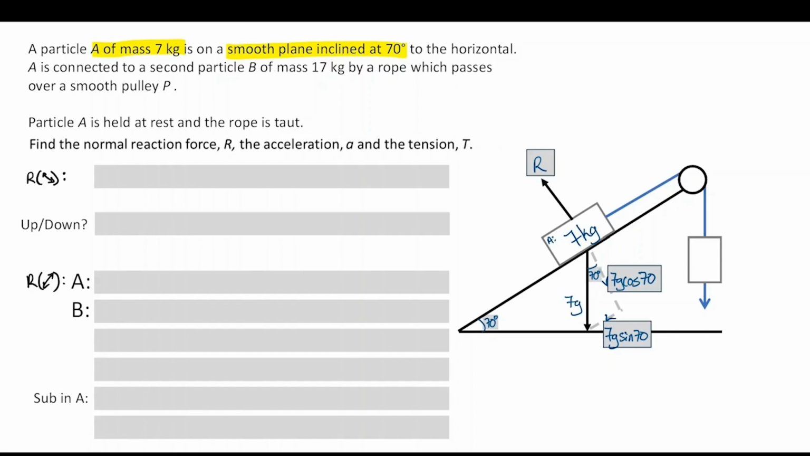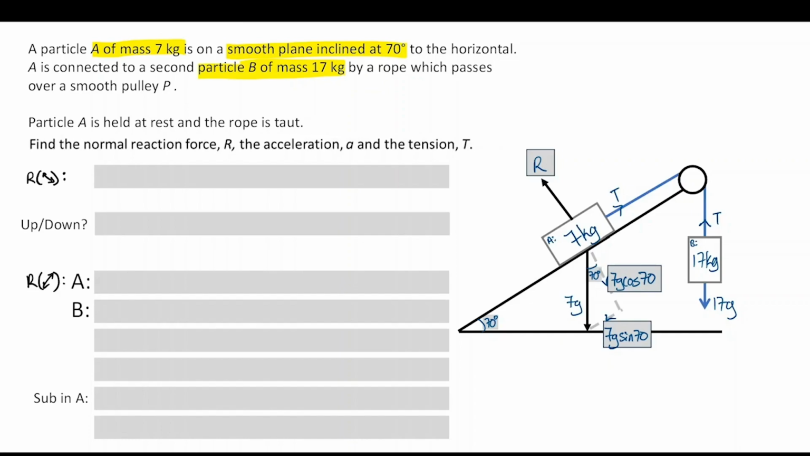Continuing, we get some more information, this time around particle B, and that's 17 kilograms. So we can label that. Once again, it has some weight, this time 17g. And because we know that these are connected by a rope that is taut, we know there's going to be tension as a force in the rope. Okay, the diagram is well labeled and annotated. Let's go ahead and see if we can respond to the question.